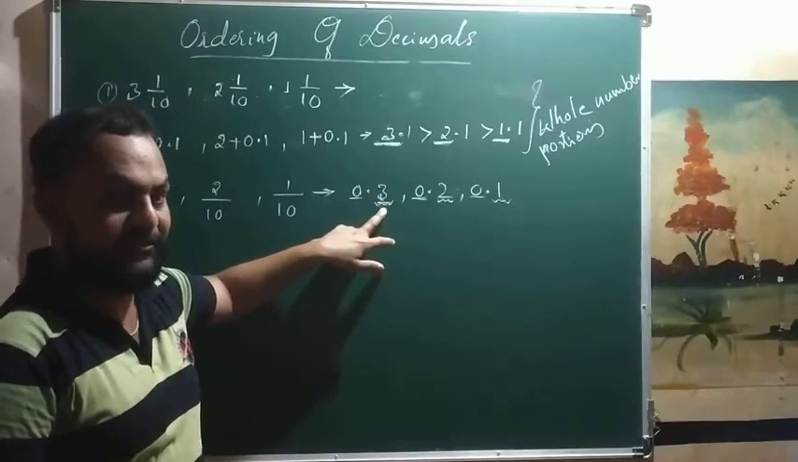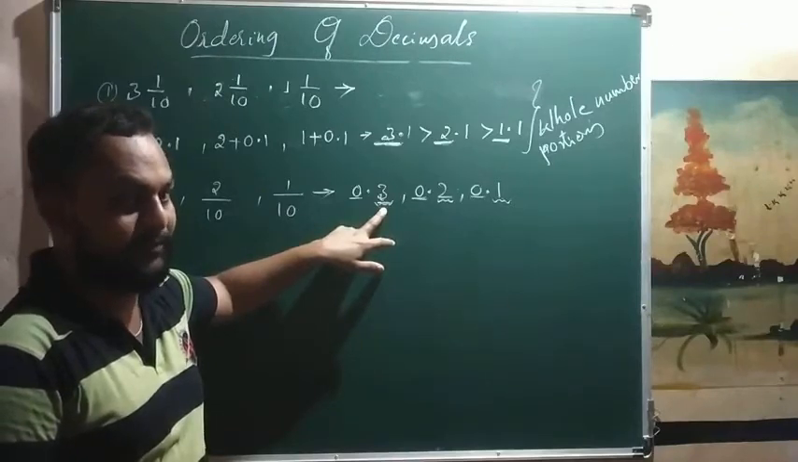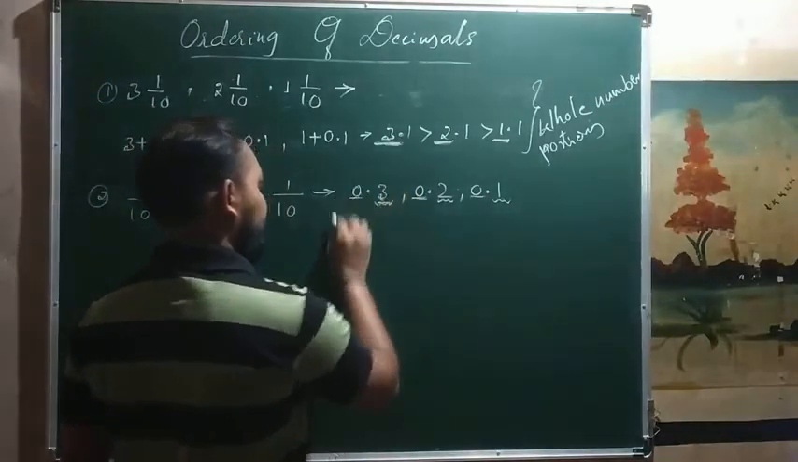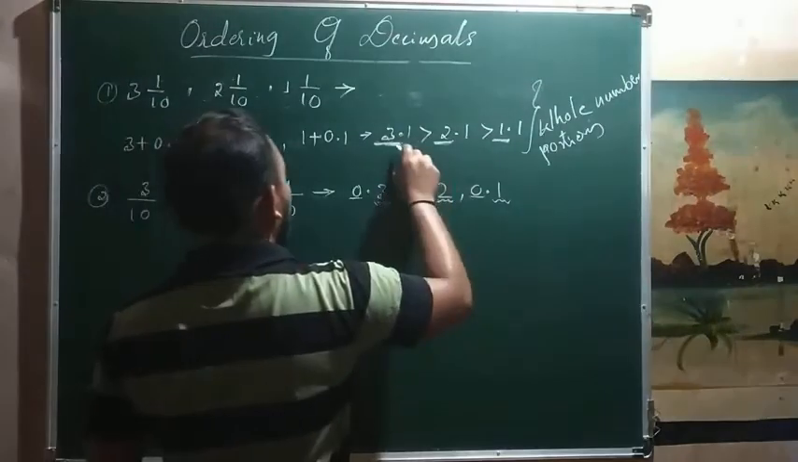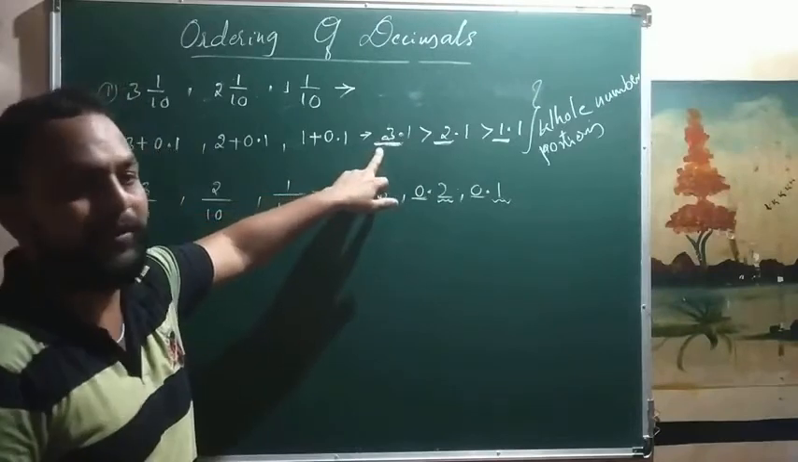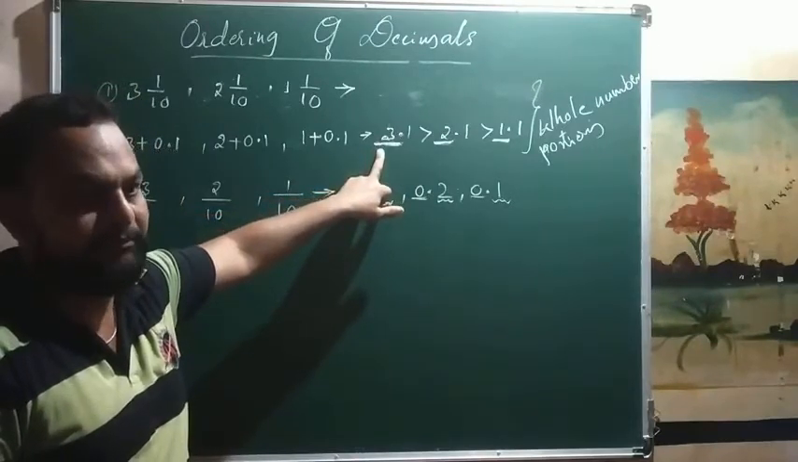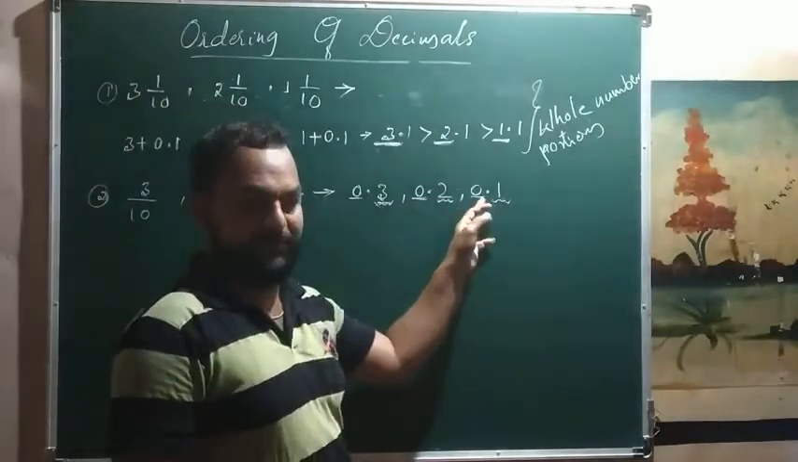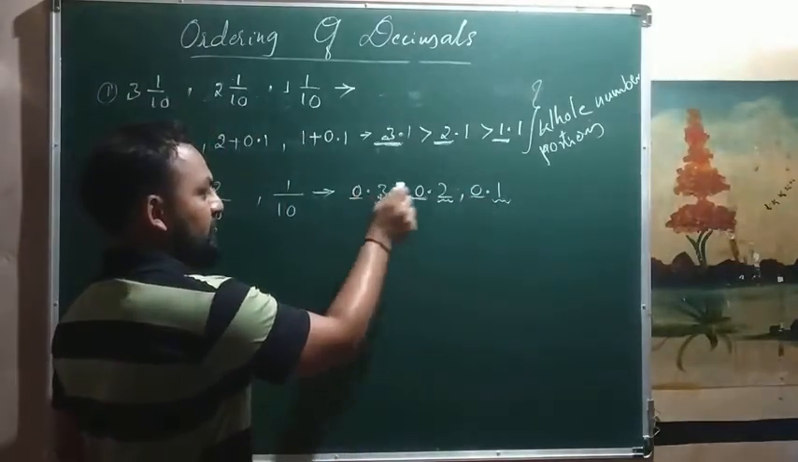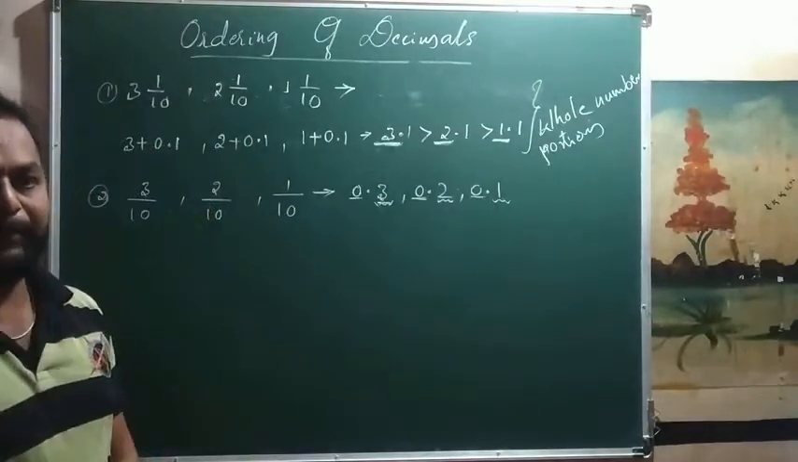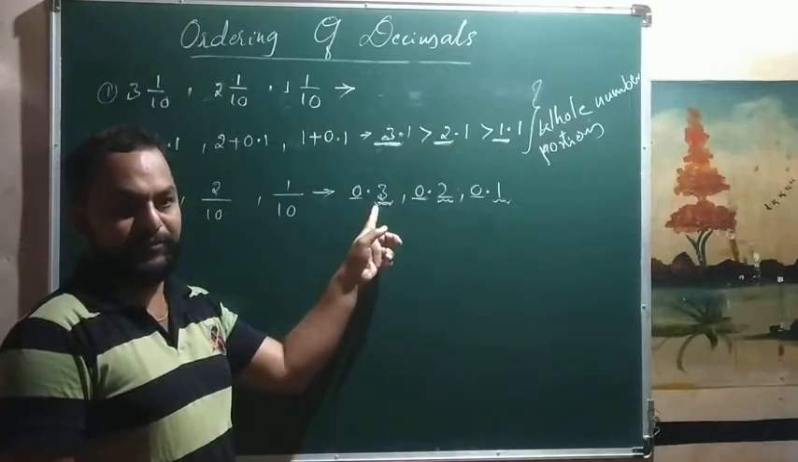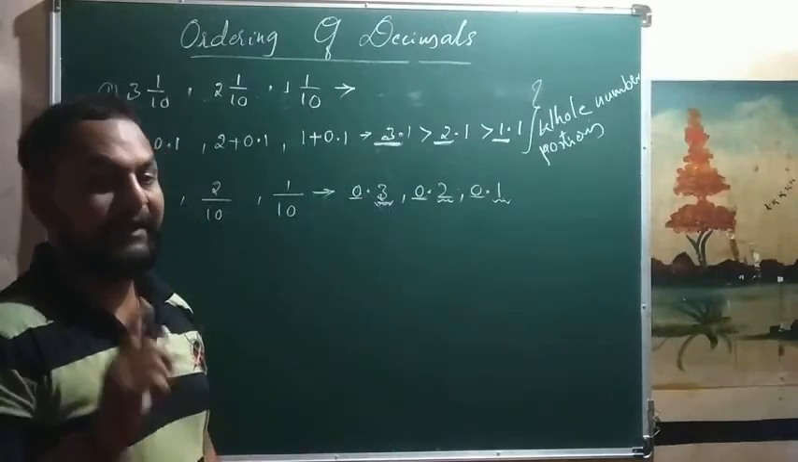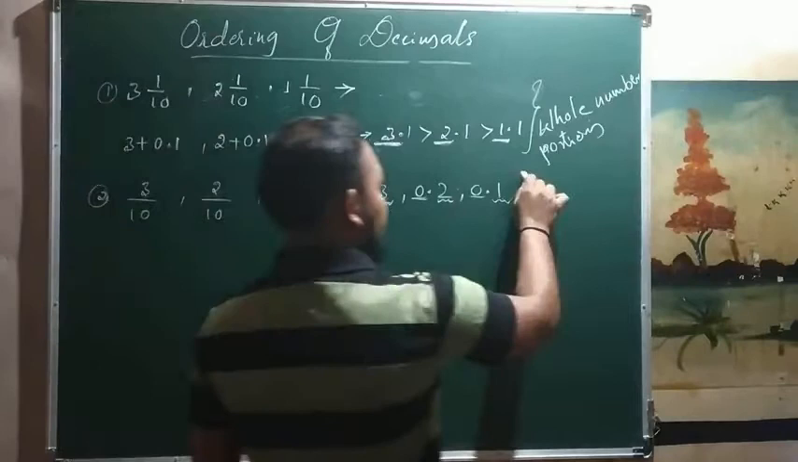The bigger digit in the tenth place is the bigger number. In the whole number portion, the digit in the whole number portion gives the bigger number. Here the whole number portions are the same, 0. Then compare the tenths place value: the bigger digit in the tenths place.